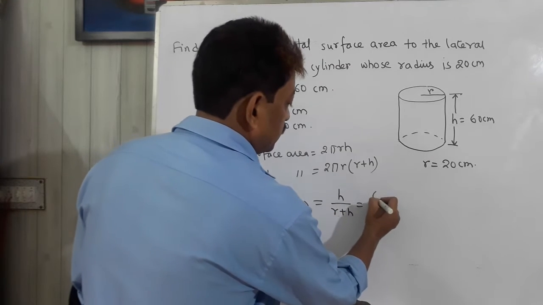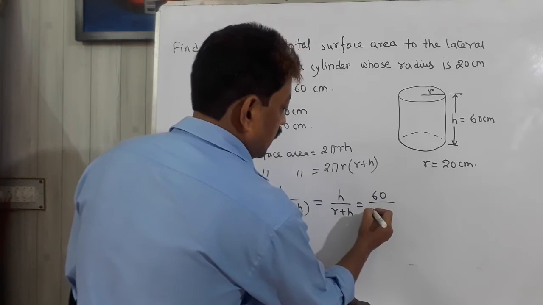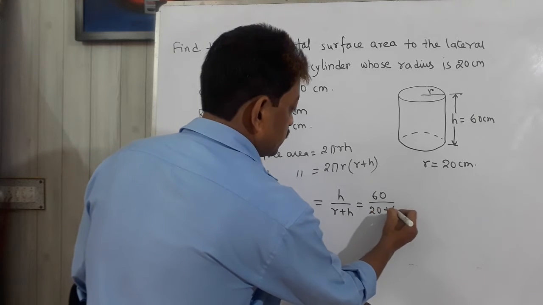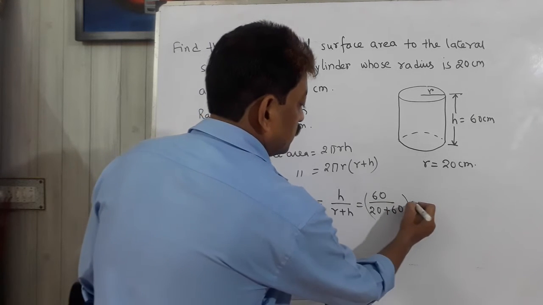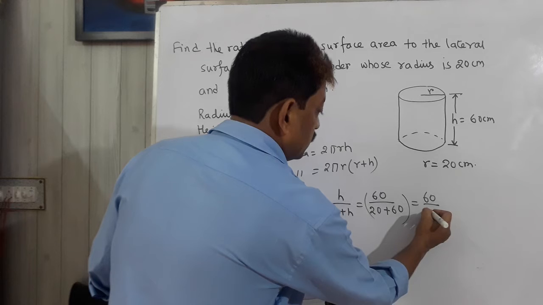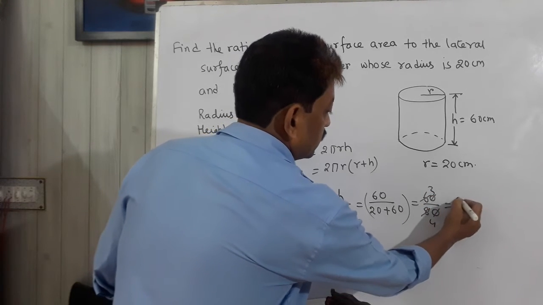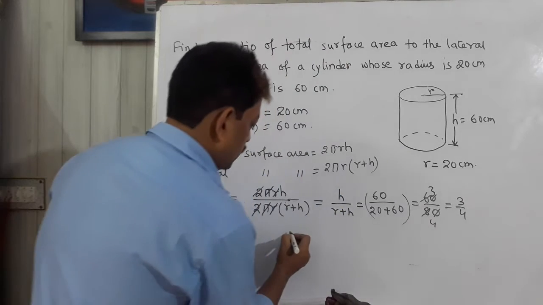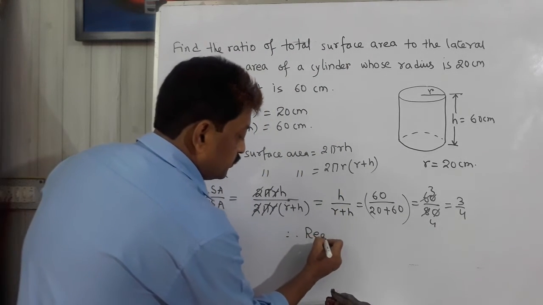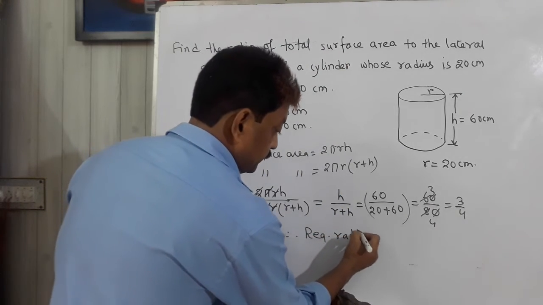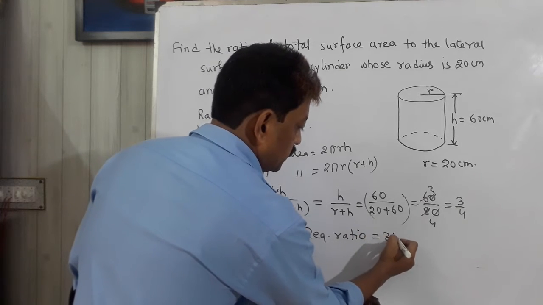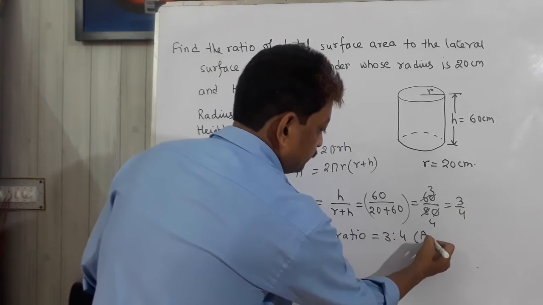Now r is 20, h is 60. So it is 60 upon 80. By cancelling, we got the result as 3 upon 4. Therefore, the required ratio equals 3:4. That is the answer.